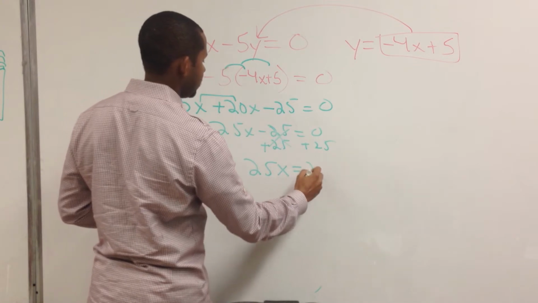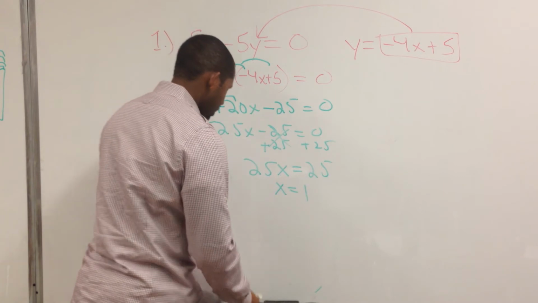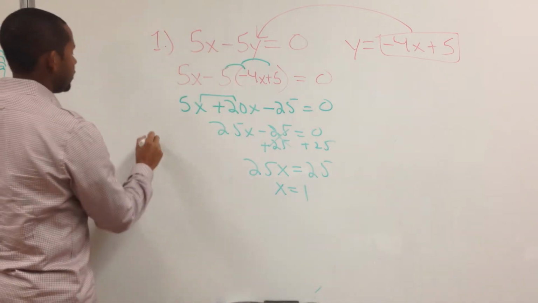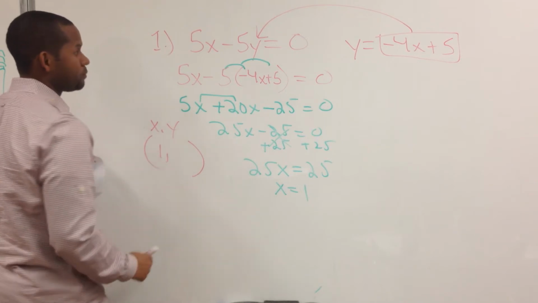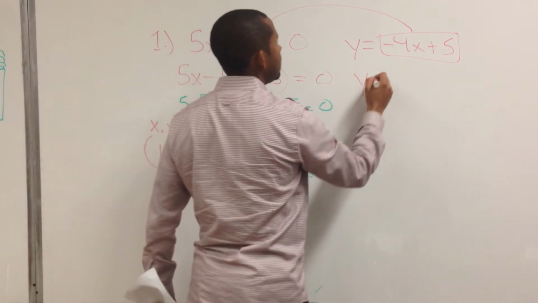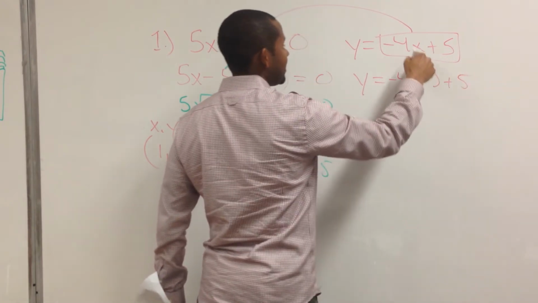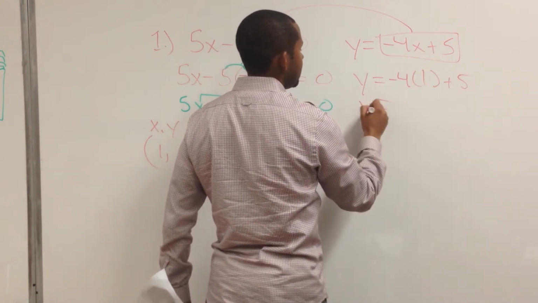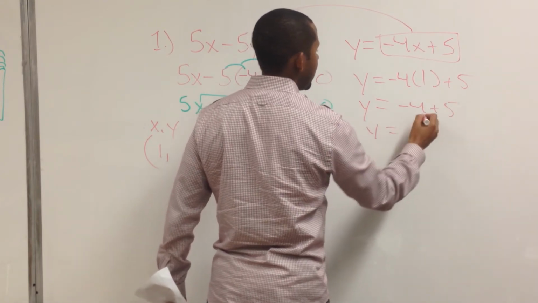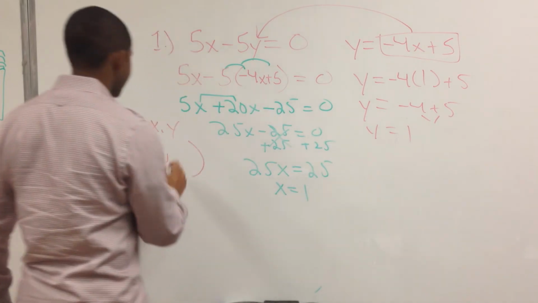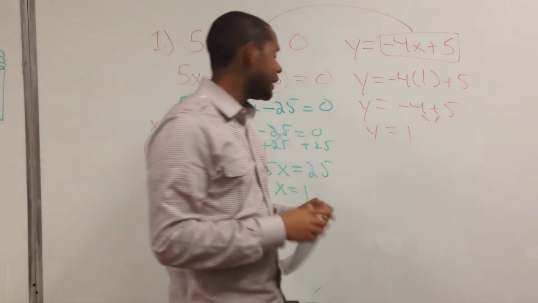25x equals 25. So x equals 1. So far, I know that in my ordered pair, x equals 1. Plug that in. Y equals negative 4. In place of x now, I'm putting a 1. So y equals negative 4 plus 5. So y also equals 1. So there's my solution. X equals 1, y equals 1.